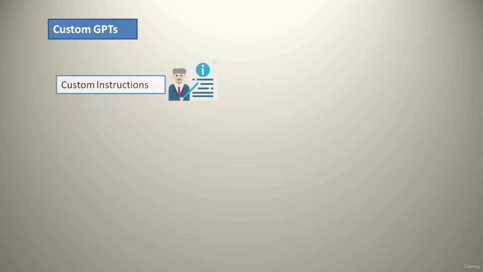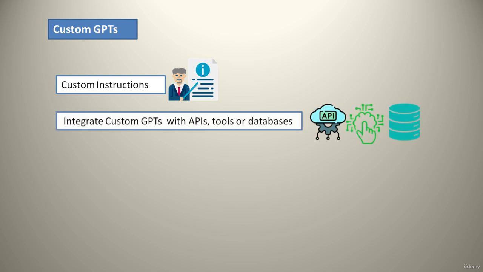In custom GPTs, you can provide custom instructions. We can set up instructions to guide the AI on how to respond in certain scenarios, what tone to use, and which areas of knowledge to focus on. We can also integrate custom GPTs with various APIs, tools, or databases to enhance their functionality, making them capable of pulling in real-time data, accessing proprietary information, or performing specific tasks such as booking appointments or analyzing data.